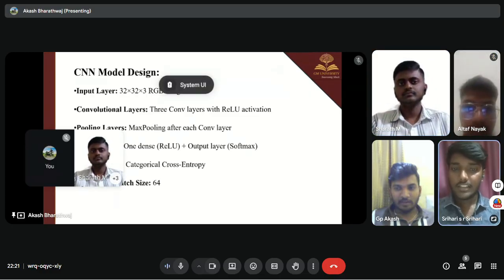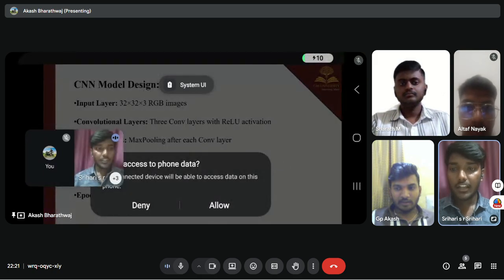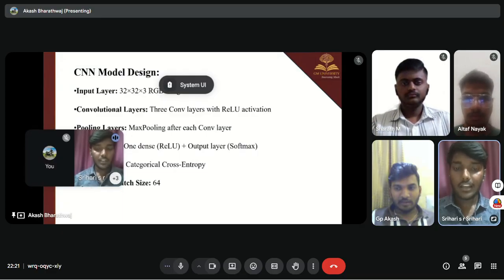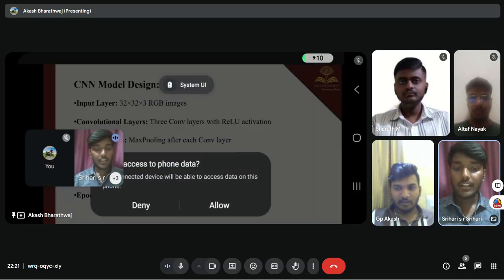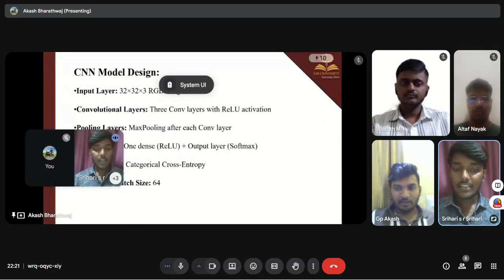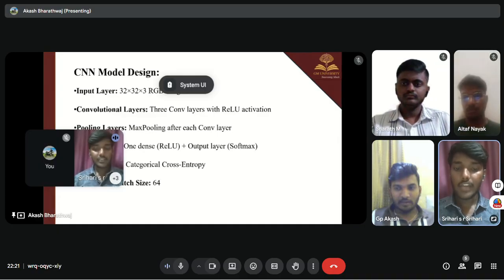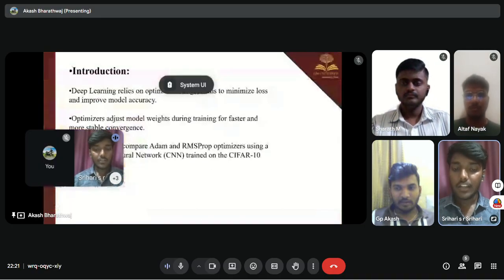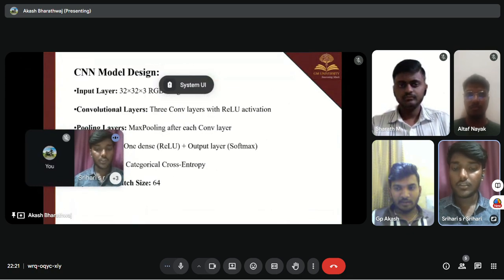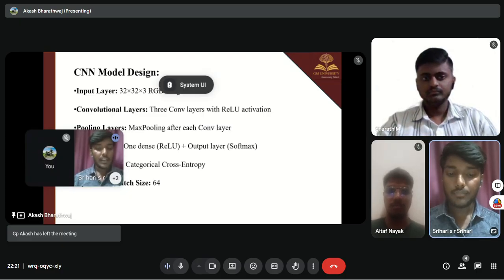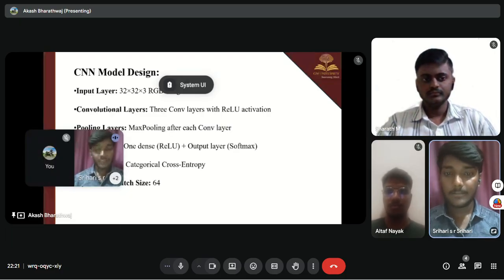Thank you, Altaf. In the CNN model design, the input layer takes 32 by 32 by 3 RGB images. For the convolutional layers, there are 3 conv layers, each using the ReLU activation, and pooling layers. Max pooling is applied after each convolutional layer, followed by dense layers. One dense layer with ReLU activation is followed by an output layer using softmax. The loss function is categorical cross entropy, with 10 epochs and a batch size of 64. Next slide.